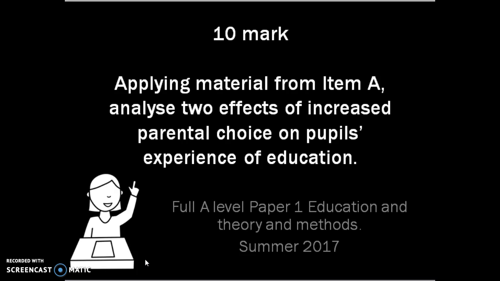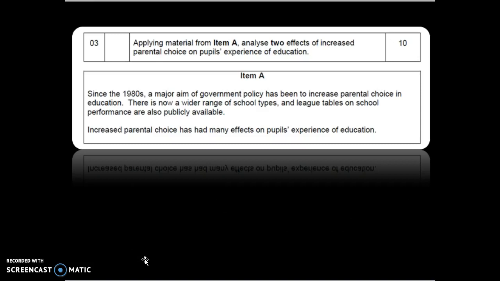This one is a 10 marker which was on summer 2017 A-level paper 1 education with theory and methods, and the question that we're looking at is question 3, which was a 10 marker where you got an item and you were asked to apply material from that item. So you can see the question in front of you, and it was asking you to apply material from item A to analyse 2 effects of increased parental choice on pupils' experience of education.